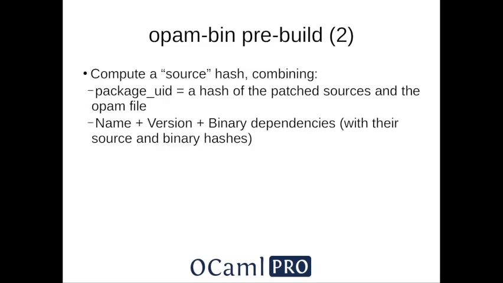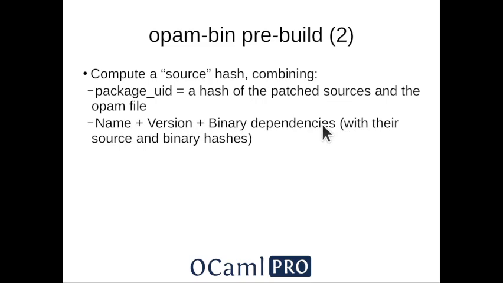Now we will compute a source hash. The source hash is composed of two parts. There is one part that is the package UID, which is the hash of the sources on the OPAM file. So that's the part that is related to the package and to internals of the package in some way. And then there is the dependency part, which is composed of the name, the version of the package, and all its binary dependencies, including their source and binary hashes.